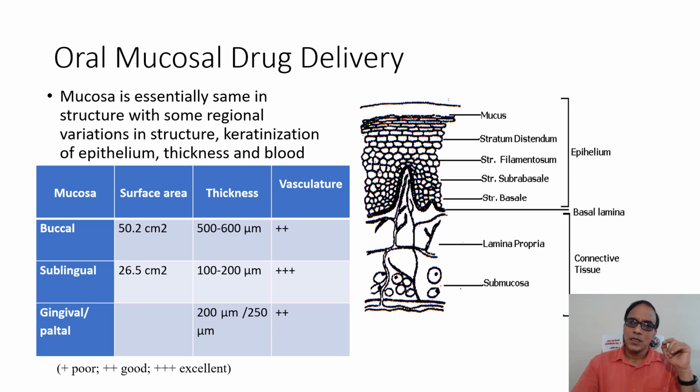As we can see in this table, the surface area of buccal mucosa is 50.2 square centimeters with a thickness of 500 to 600 microns, and medium vasculature. The sublingual has the highest vasculature, but the area is less and the mucosal thickness is less. In the case of gingival, there is a thickness of 200 to 250 microns, and again medium vasculature. So depending on vasculature, thickness, and surface area, they may vary, but essentially the three layers are always there: epithelium, basal lamina, and connective tissue. And the epithelium is subdivided into mucus, stratum distendum, stratum filamentosum, stratum suprabasale, and stratum basale.